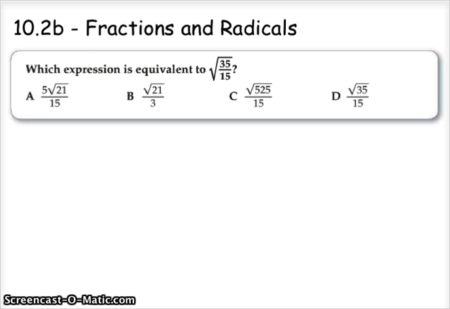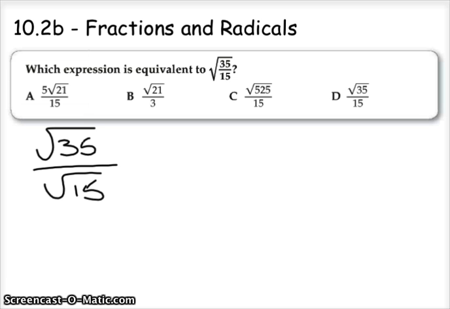First question is, which expression is equivalent to the square root of 35 divided by 15? So to start with, we'll use our nice fact. We can distribute that radical sign to both the top and the bottom. So we're left with the square root of 35 divided by the square root of 15. However, we can't leave the radical, that square root, in the bottom of our fraction. So we have to rationalize our denominator.